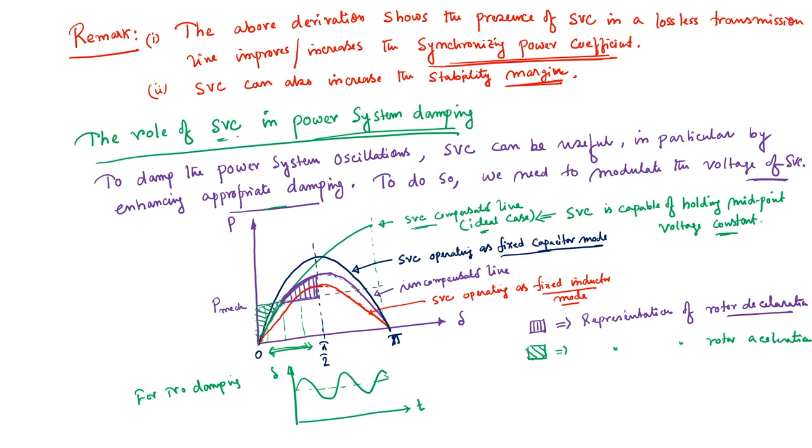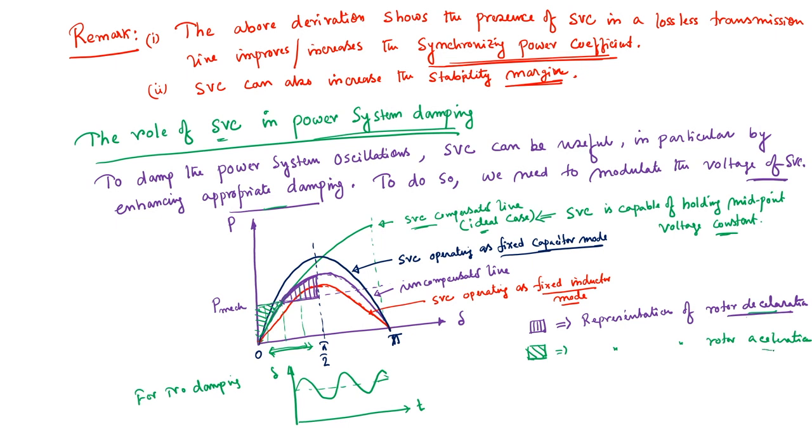Now, the role of the SVC is, it can momentarily modulate the voltage, so that you can increase this deceleration area and also this acceleration area. How is it possible? Instead of operating it in the ideal case, when it is responsible to hold the midpoint voltage constant, we use it in a fixed capacitor mode. Fixed capacitor mode means it will momentarily increase the voltage at which the SVC is placed, and then it will get some additional deceleration area like this. This is the additional area obtained by momentarily increasing the voltage at which this SVC is placed, by operating as a fixed capacitor mode.